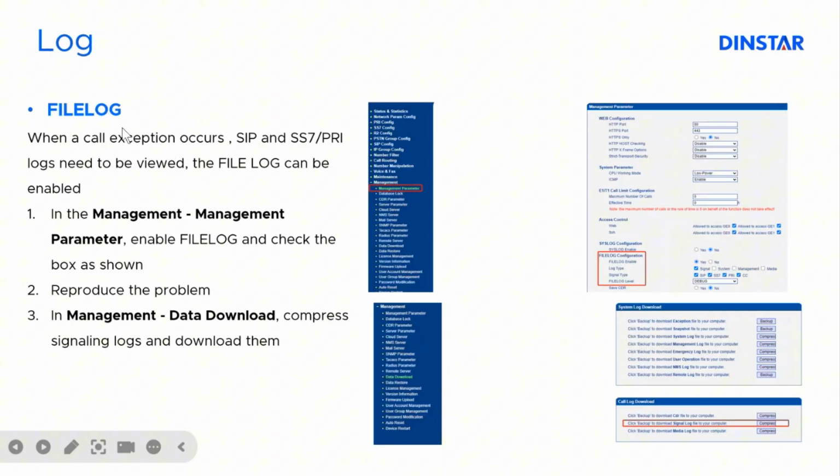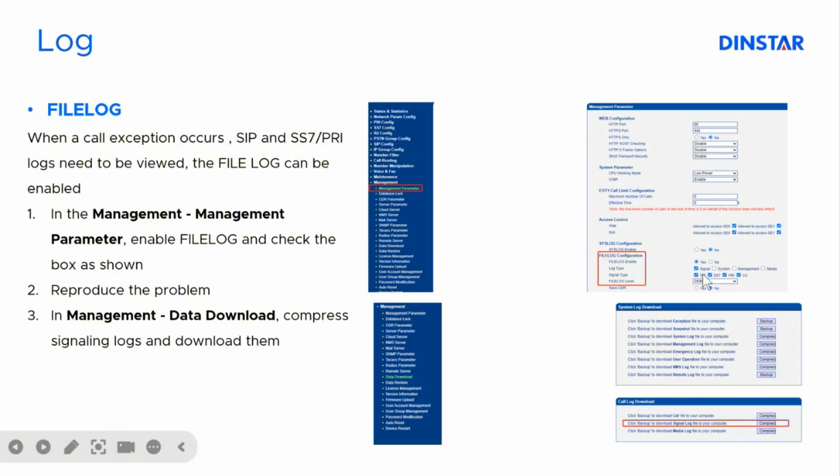Okay, let's move on. Next we need to learn how to get the file log. First we need to enable the file log, and we can find it by getting into the management parameters page and enabling the file log configurations. It has the option, right? We need to enable the file log options in advance.